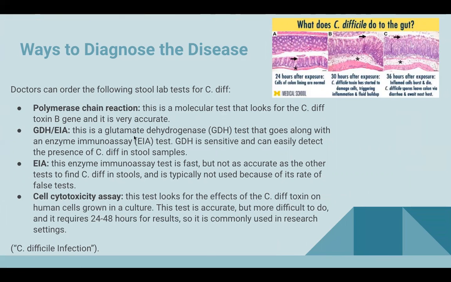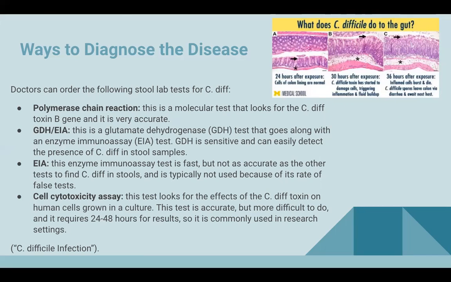GDH-EIA, this is a glutamate dehydrogenase, or GDH test, that goes along with an enzyme immunoassay, or EIA test. GDH is sensitive and can easily detect the presence of C. diff in stool samples, and this is an accurate test as well. EIA, this enzyme immunoassay test, is fast, but not as accurate as the other tests to find C. diff in stools, and is typically not used because of its rate of false tests.